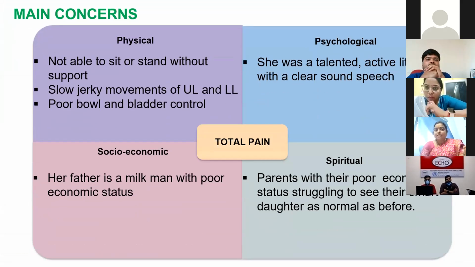The main concerns are physically she was not able to sit or stand without support, slow jerky movements of upper limb and lower limb, poor bowel and bladder control. Psychologically, she was a very talented, active girl with a clear sound speech. Socioeconomically, her father's a milkman with poor economic status. Spiritual, their parents, with their poor economic status, are struggling to bring back their child to normal.